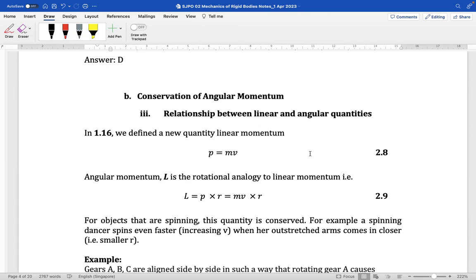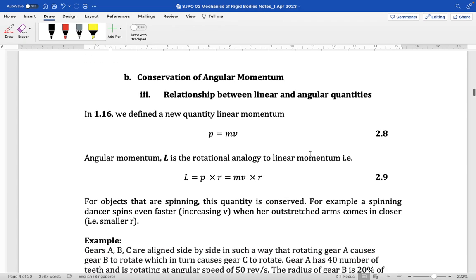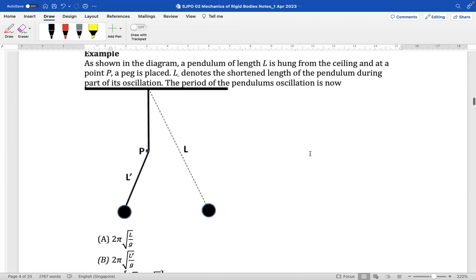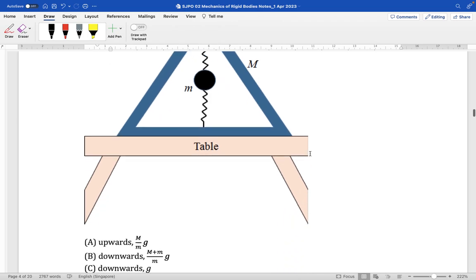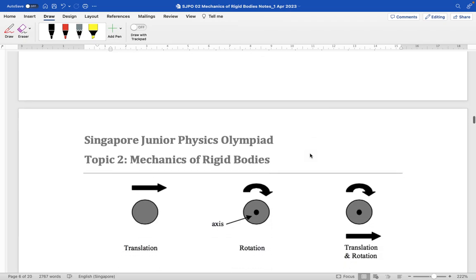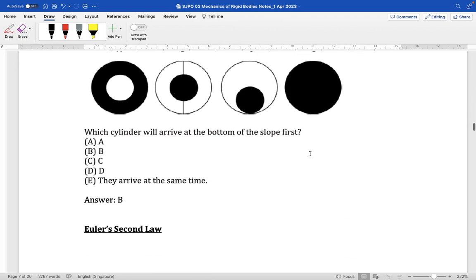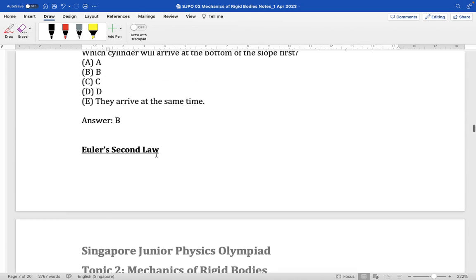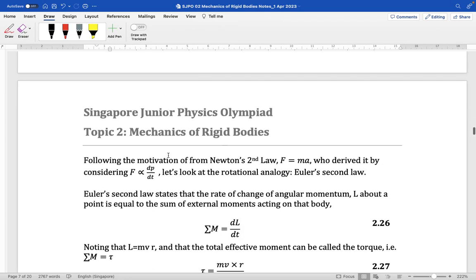Because the objects are rotating, we will come up with a further concept called the angular momentum and how this is derived from definitions. After looking at some examples, we will also be looking at a comparison between translational motion and rotational motion. Here we will start talking about some of the dynamics concepts, such as the moment of inertia. The concept of Euler's second law will also be derived.